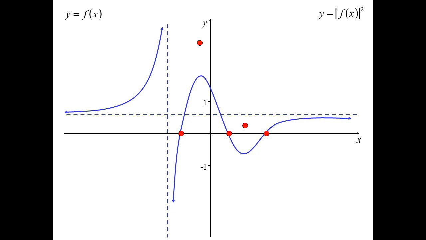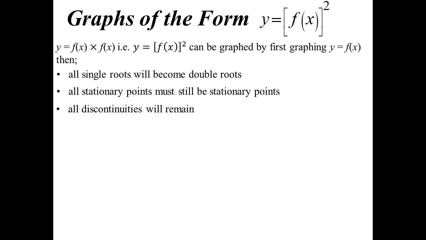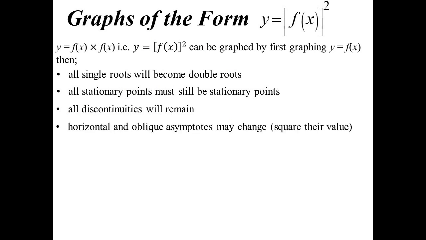Down here we've got to be careful because we're squaring a negative number. I've moved my scale from the random curve the last time we looked at it to make it clearly this turning point is smaller than 1 in magnitude, and you square a number smaller than 1, it goes smaller. So it gets closer to the axis, but because it's now positive, because you're squaring it, it's actually on the other side, but it is closer. Okay, discontinuity is still going to remain. Horizontal or oblique asymptotes, just square their value. That's where it will go to.